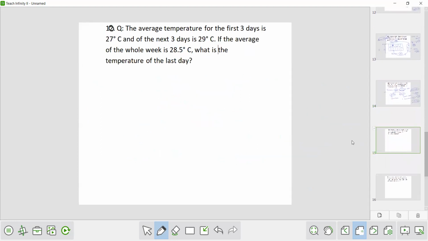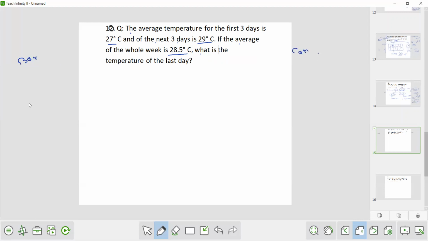Okay, now let's proceed to another question. The average temperature for the first 3 days is 27 degrees Celsius and of the next 3 days is 29 degrees Celsius. If the average of the whole week is 28.5 degrees Celsius, what is the temperature of the last day? Okay, so again I will explain this question by two methods, the box method and the conventional method.